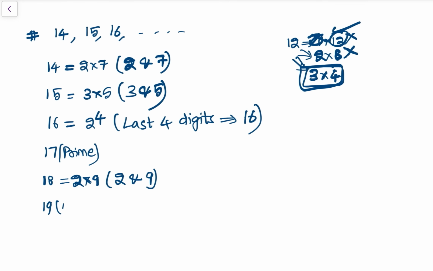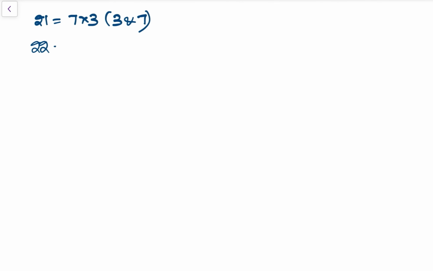Then 19 is a prime number. Then 20 is 2 into 10, it is easy, so it is not needed. Then 21 can be written as 7 into 3. If a number is divisible by 3 and it is divisible by 7 also, we can say divisible. Then 22, that is 2 into 11, so it is divisible by 2, and if it is divisible by 11, then we can say it is divisible. So like that we can solve.